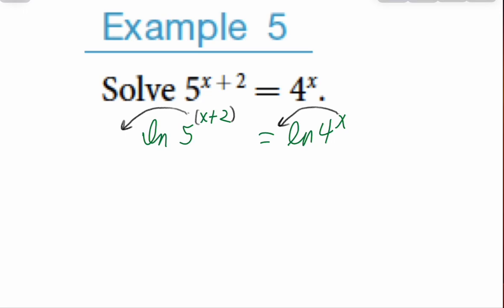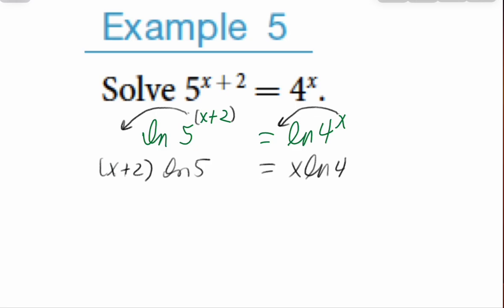Now, if the bases match, that's how we free it. We can just cross out those bases. If the bases never match, okay. So this is what we're going to do. We're going to drop that x plus 2 down in front. We're going to drop this x down in front, okay?